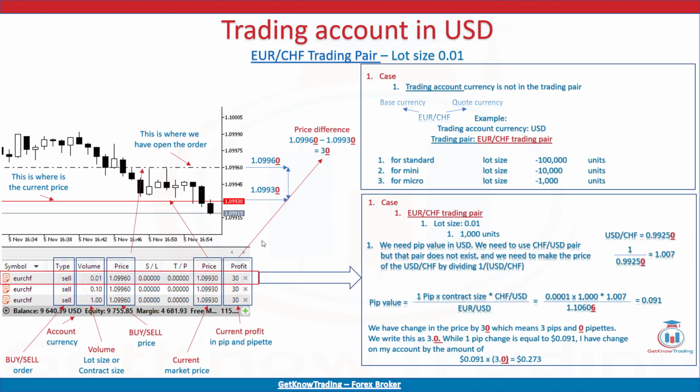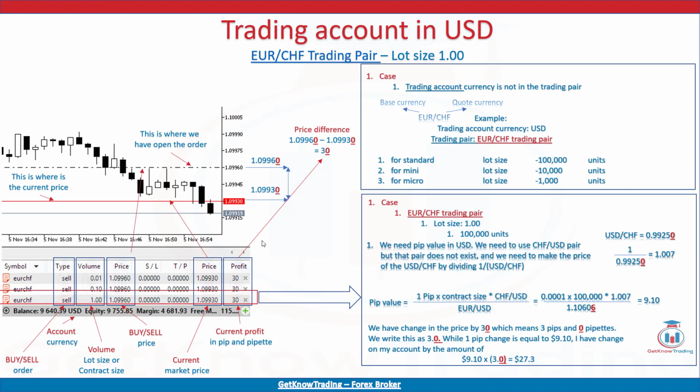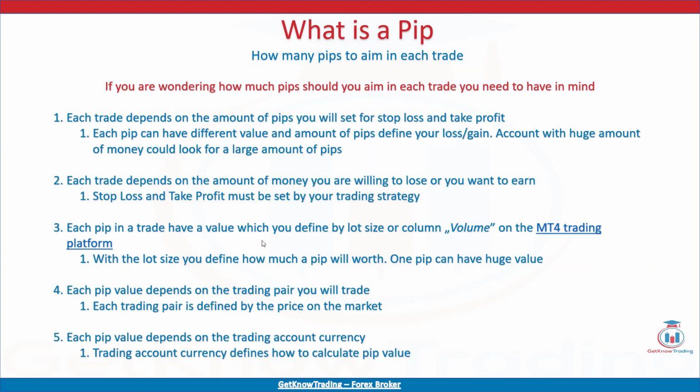So in our example on the chart we have changed the price by 30, which means 3 pips and 0 pipettes. So when we calculate the value, that is 0.091 multiplied with 3 pips equals $0.273. In case of mini lot size, we will get 10 times more, which means $2.73. And in case of standard lot size, we get $27.30.